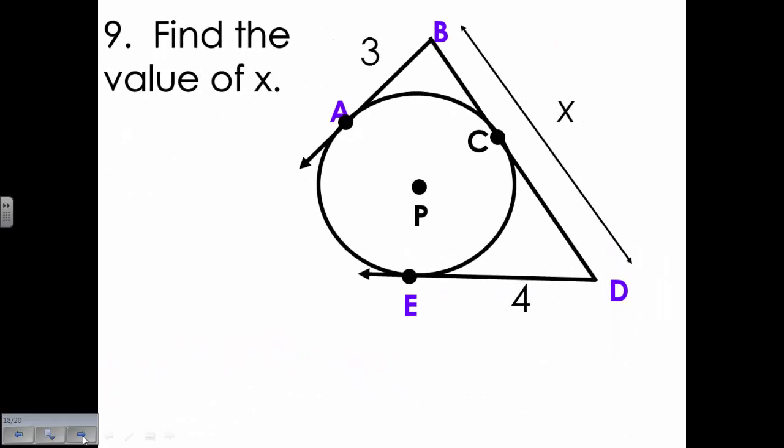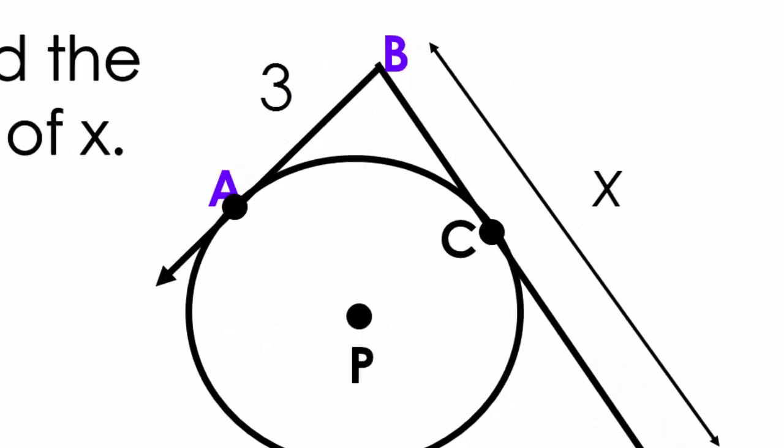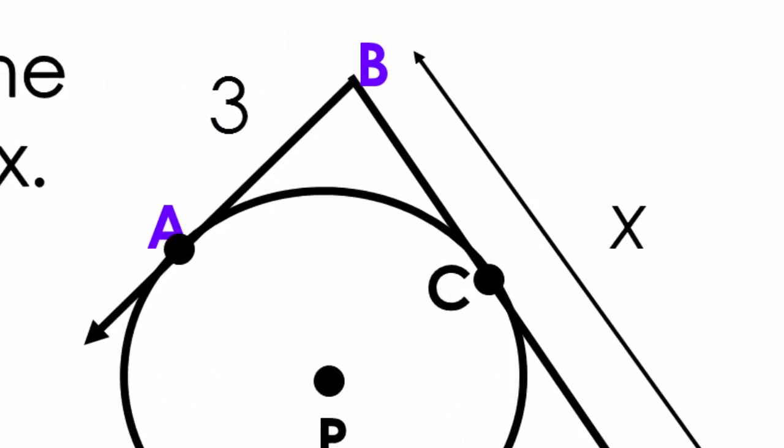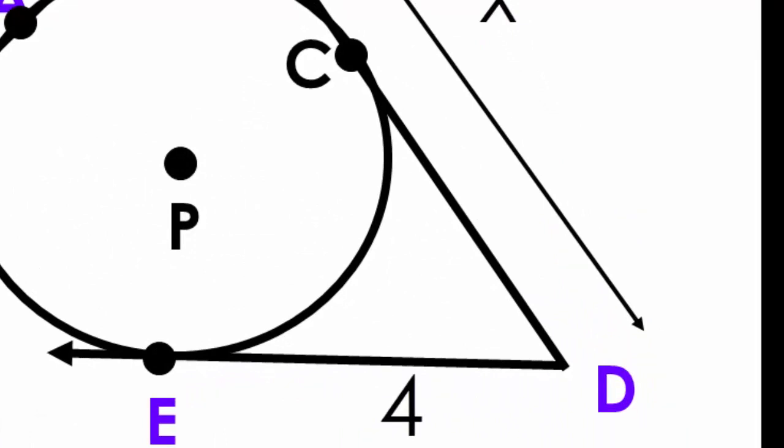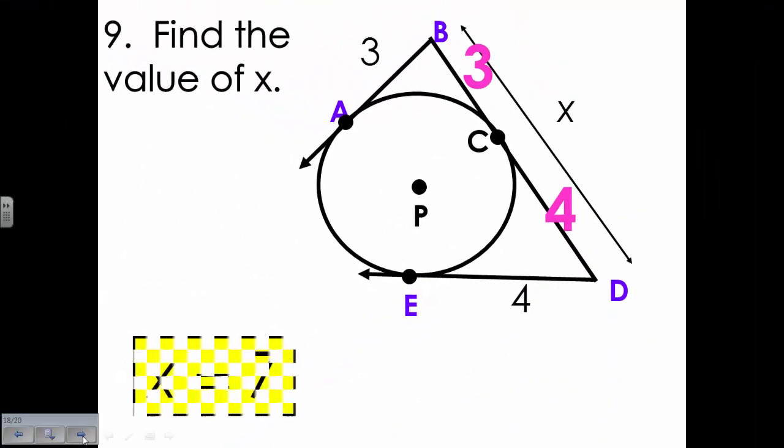Copy this example down. This is like a double party hat problem. You need to cover it up and only look at one party hat at a time. So look at the top party hat. If A to B is 3, then B to C would also be 3. Now look at the bottom party hat. E to D is 4, so C to D is 4. So all the way across would be 7.